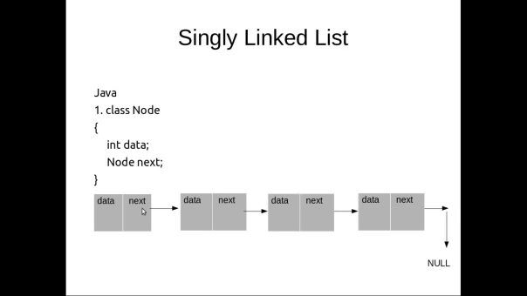Okay. So suppose there are 4 elements: 1, 2, 3, 4. Then the last element will have the next address, that will be null. So we can say that is the tail end of the single linked list. One is the starting node, and the last one is the tail end or the end node of the single linked list.